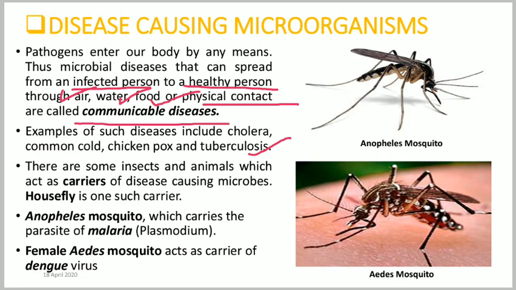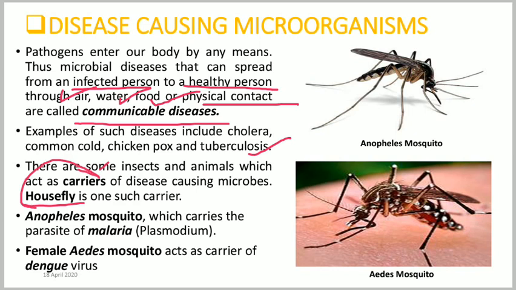Housefly is one of those organisms which act as a carrier of these diseases, because the housefly sits on waste organic materials in which the bacteria grow. So those harmful pathogens may get attached to the body of the housefly, and when the housefly sits on the food that we are going to consume, it will infect our food with the microorganisms or pathogens, and when we consume that food we will get infected. Thus the housefly acts as a good carrier of those microorganisms.